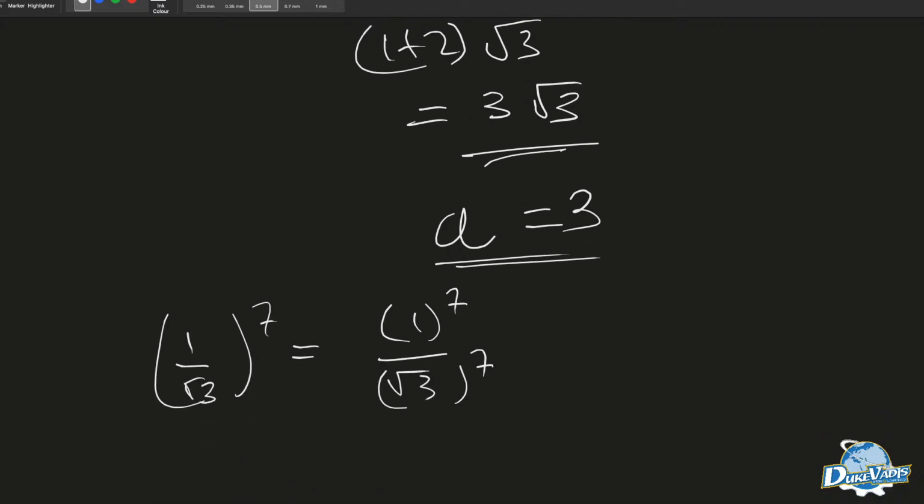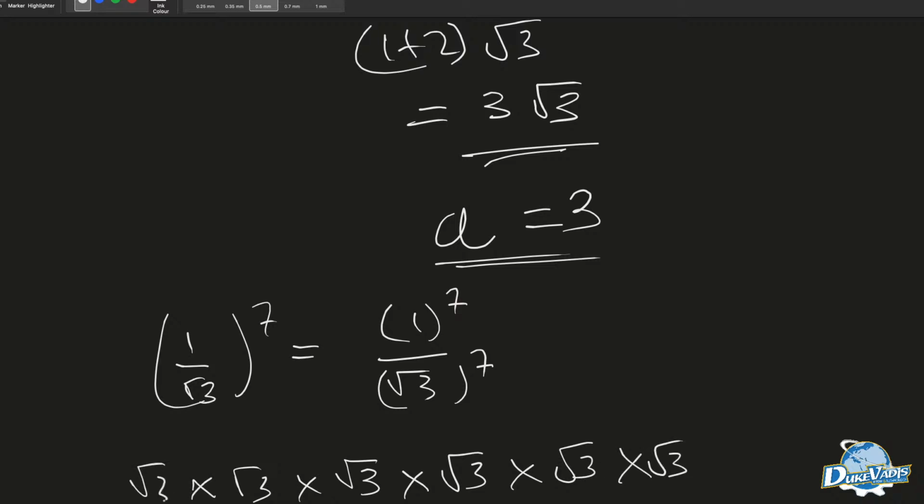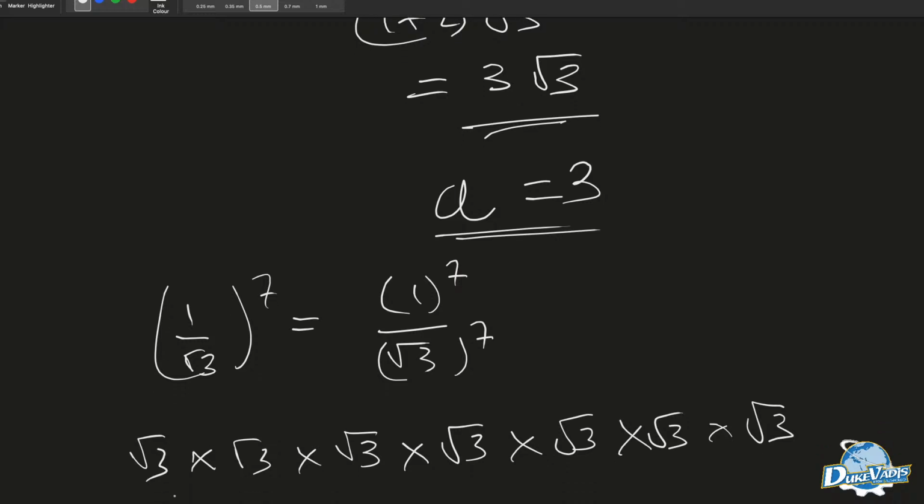So you know for sure that root 3 to the power 7 means we have root 3 times root 3 times root 3 times root 3 times root 3 times root 3. So how many do we have? 1, 2, 3, 4, 5, 6. We need a 7th one. So if that is the case, we can multiply this.